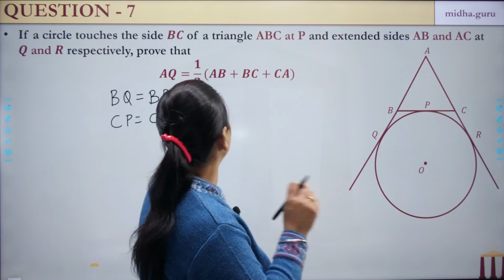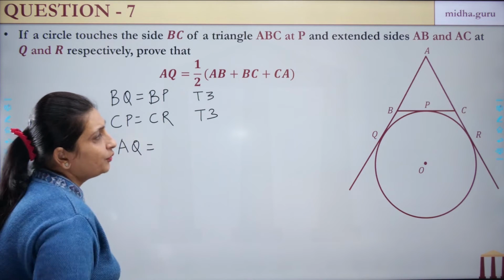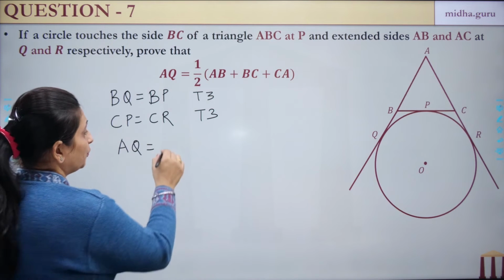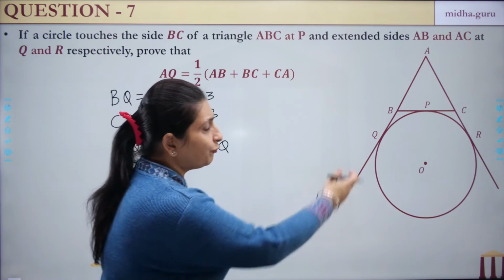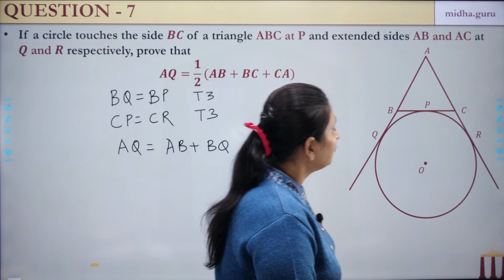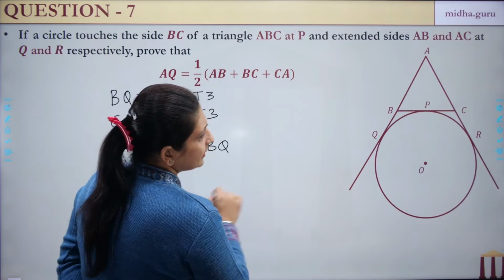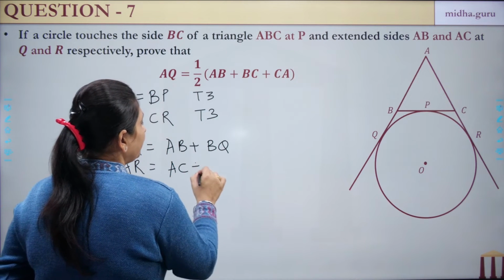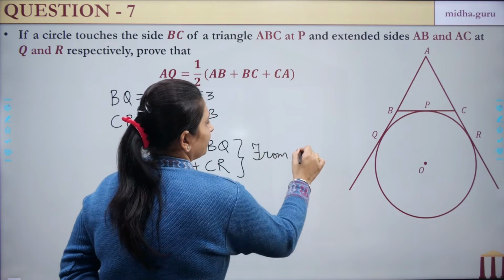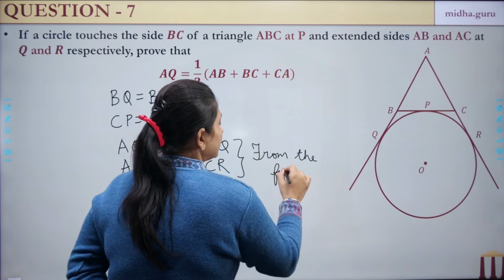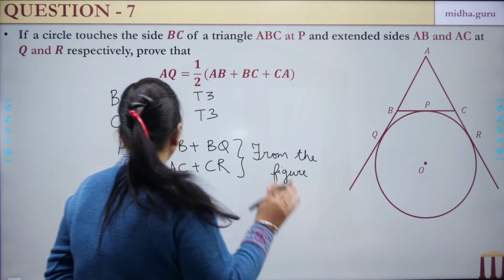Now, what we have to prove is AQ equal to this. So let us see what AQ is. We can write AQ as AB plus BQ, from the figure. Next, we can write AR as AC plus CR, again from the figure. In your exams, just write the reason. Write the reason for each and every statement in order to score good marks.